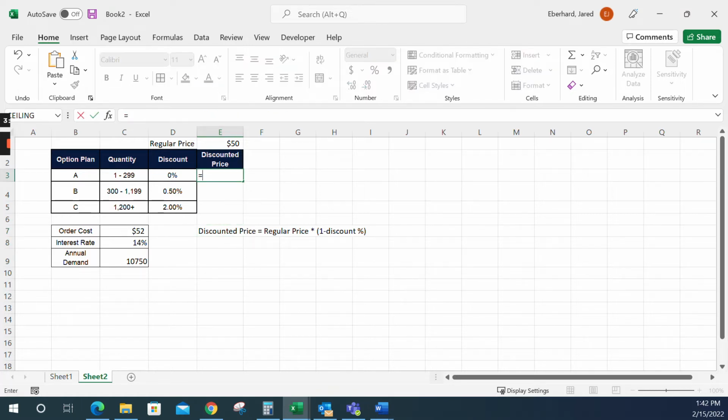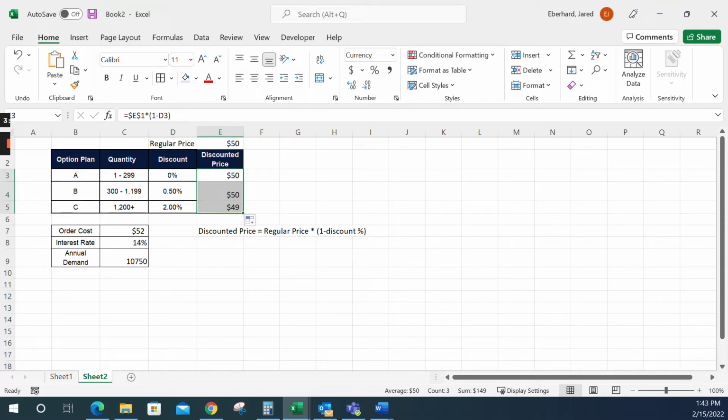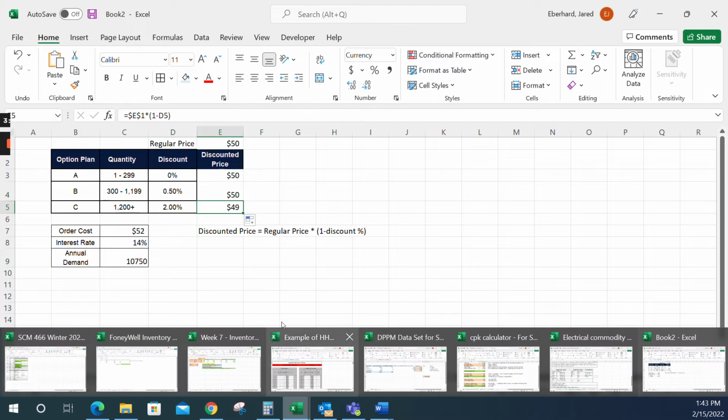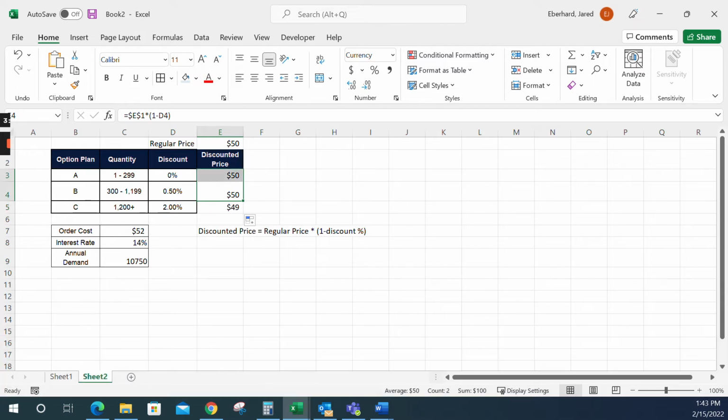I'm going to take that regular price. I'm going to anchor that in because I'm only hitting it one time. And I'm going to multiply everything by 1 minus my discount percentage. Where my discount is 0, that price will remain the same. Where my discount percentage goes up, my price goes down. This looks like it's the same, but if we were to throw some decimals in there, you would see the prices are slightly different.